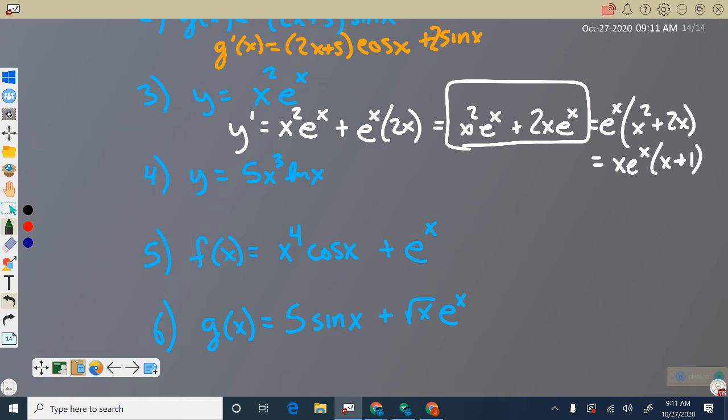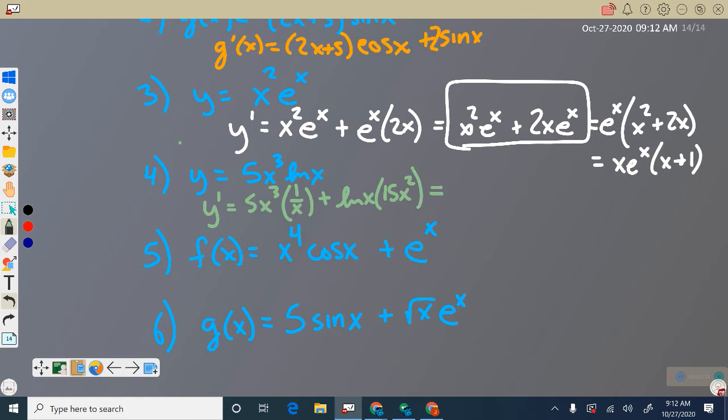Let's go here with number 4. If we go y prime for this one, again, it's a product. You got two things being multiplied. So the first times the derivative of the second, derivative of ln, is 1 over x, plus the second, which is ln of x, times the derivative of the first, which would be 15x squared.